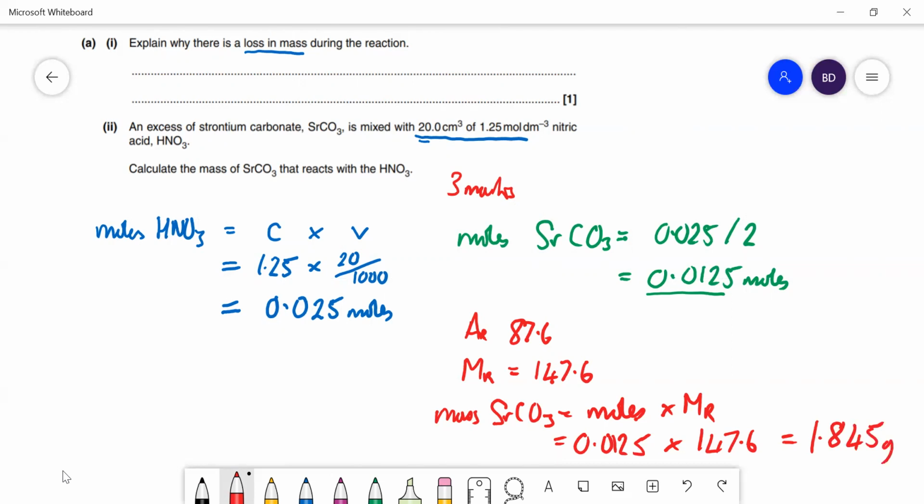Right, I would be tempted to leave that to 3 significant figures because everything's given to 3. It doesn't actually ask us that, but I'll call that to 3 significant figures. That is going to be 1.85 grams.